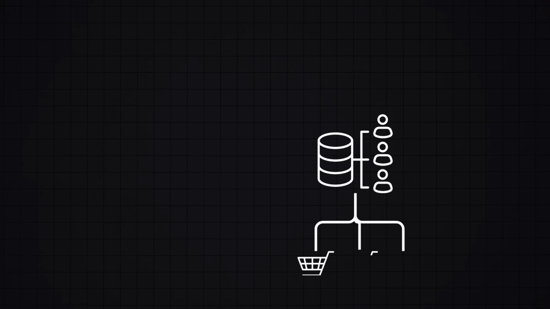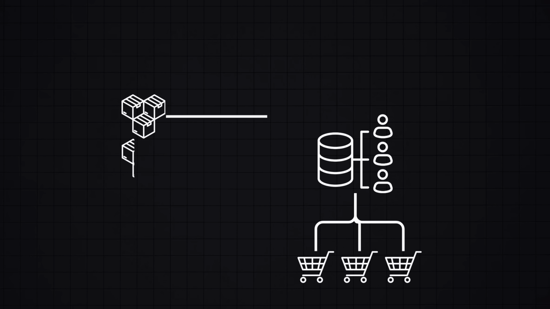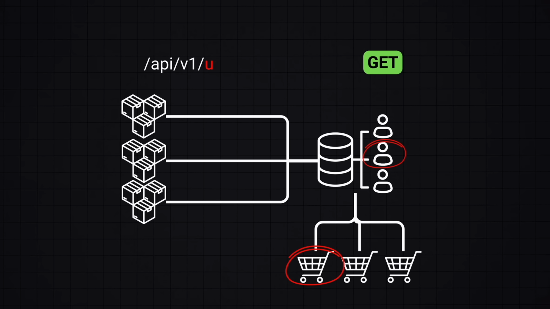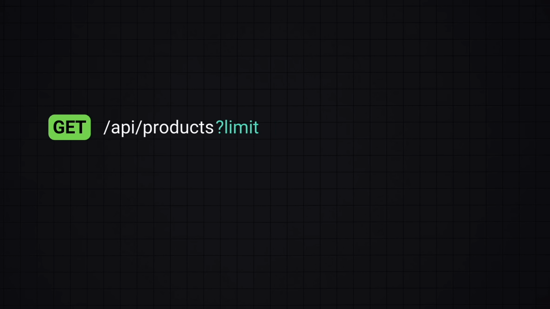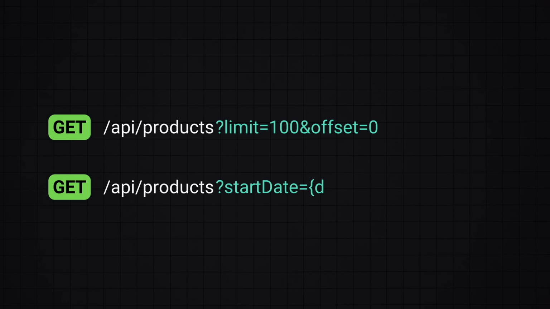In an e-commerce setting, you might have relationships like user to orders or orders to products, and you need to design endpoints to reflect these relationships. For example, to fetch the orders for a specific user, you need to query /users/{userID}/orders. Common queries also include limit and offset for pagination, or start and end date for filtering products within a certain date range. This allows users or the client to retrieve specific sets of data without overwhelming the system.